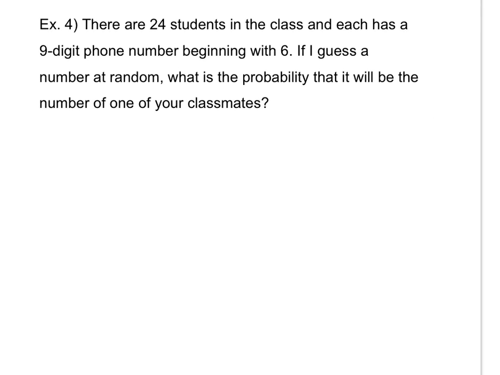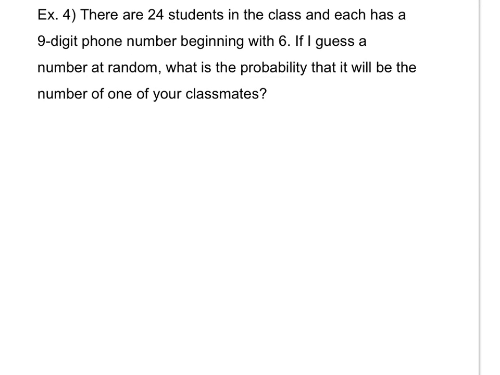So, there are 24 students in the class. Each student has a 9-digit phone number beginning with 6. That might not be the case, don't worry if it's not. If I guess a random phone number, what is the probability that it will be the number of one of your classmates? So we're going to assume here that everybody has one phone. People might have 2 or 3, that doesn't matter. We're going to assume that there's one. So, I'm going to change that to black, sorry. So the probability of choosing a friend's mobile number, so I'm going to put N for that, okay? You can choose whatever letter you like, that's not important.